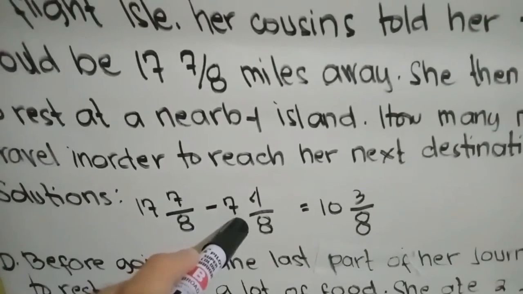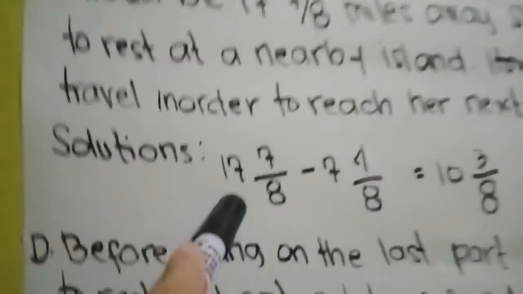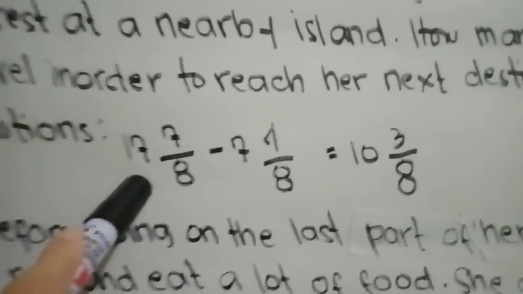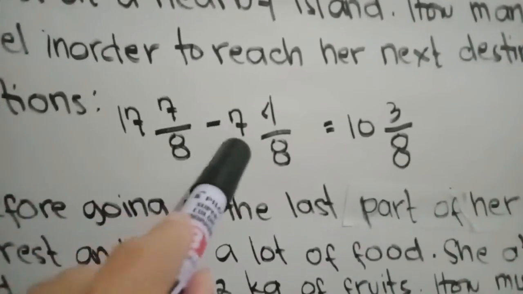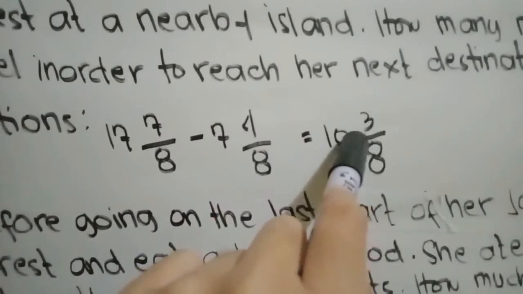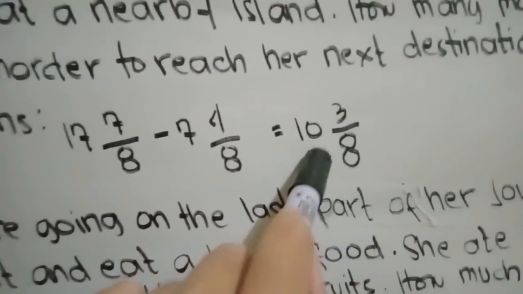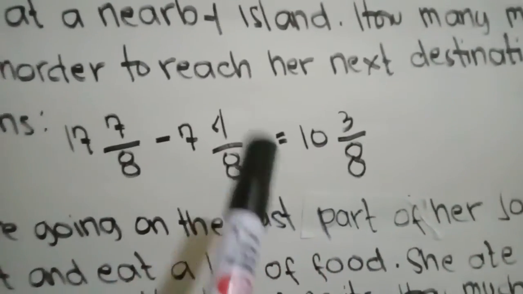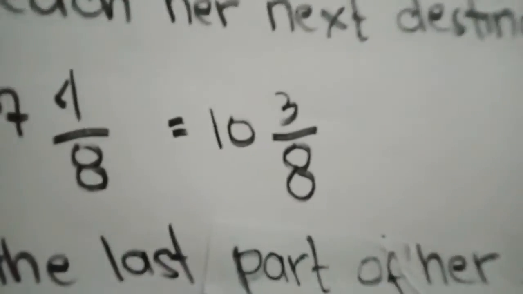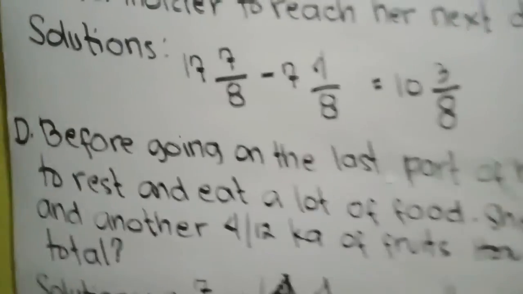17 minus 7, ang whole numbers, ito yung whole numbers, itong dalawa. So, 17 minus 7 equals 10. Then 7 minus 4 equals 3. So, we'll copy the denominator. So, yan. And then next is letter D.